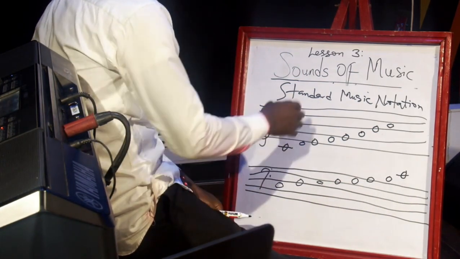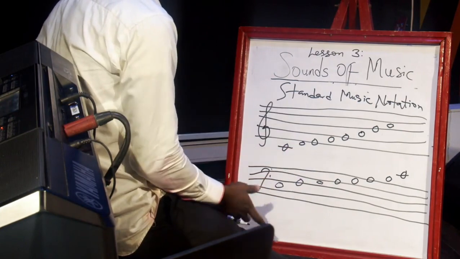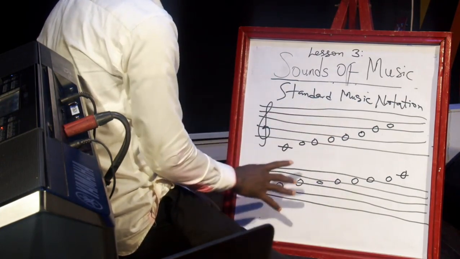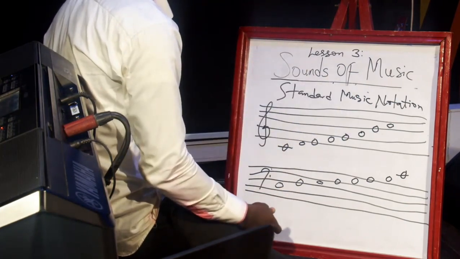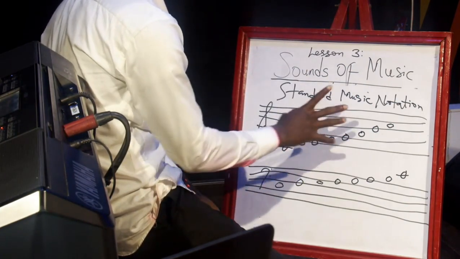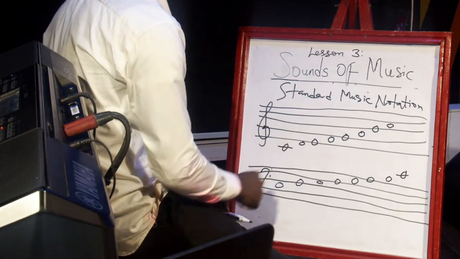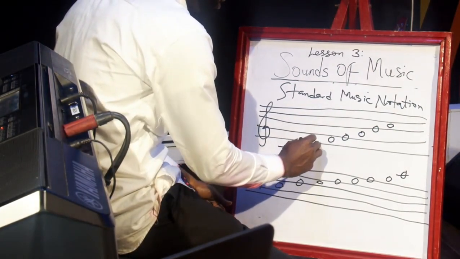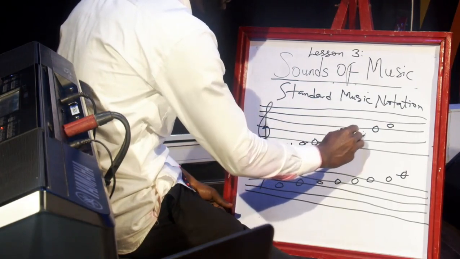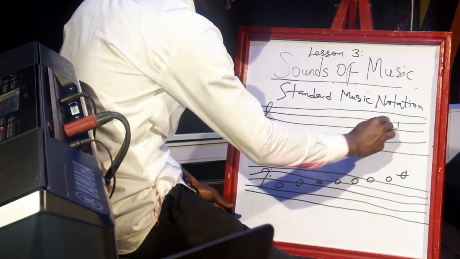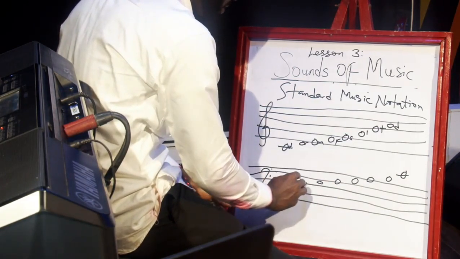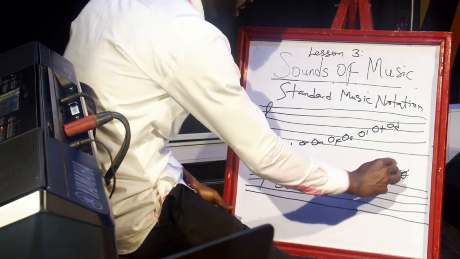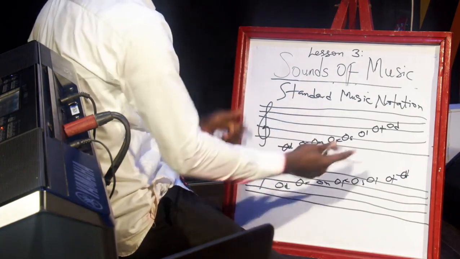And these are the common ways we read music. This is the standard music notation. In the lessons to come, I'm going to be shedding more light on how to read music. So in another way, you can say this is do, this is re, this is mi, this is fa, this is so, this is la, this is ti, this is do. The same thing, do, re, mi, fa, so, la, ti, and do. So that is how we read music.